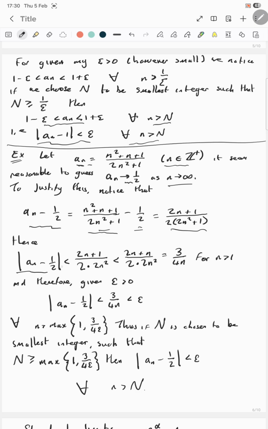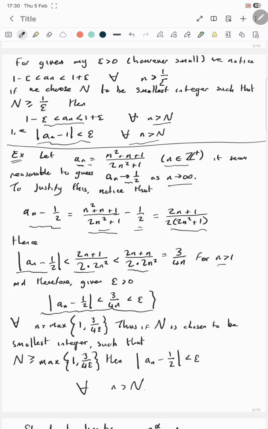So the absolute value is less than (2n plus 1) over 2n squared, which is less than (2n plus n) over 2n squared, which equals 3 over 4n, for n greater than 1. Therefore, for epsilon greater than 0, here it is, giving our bounds.